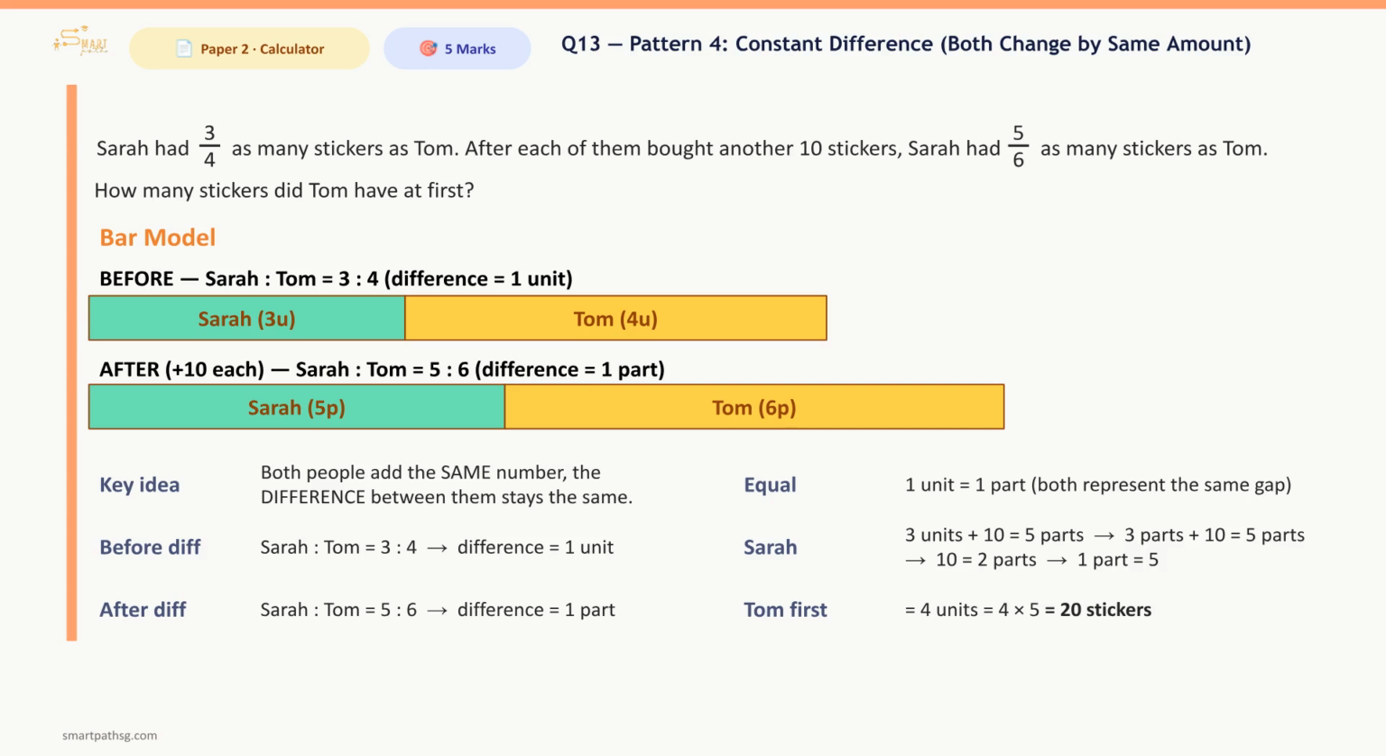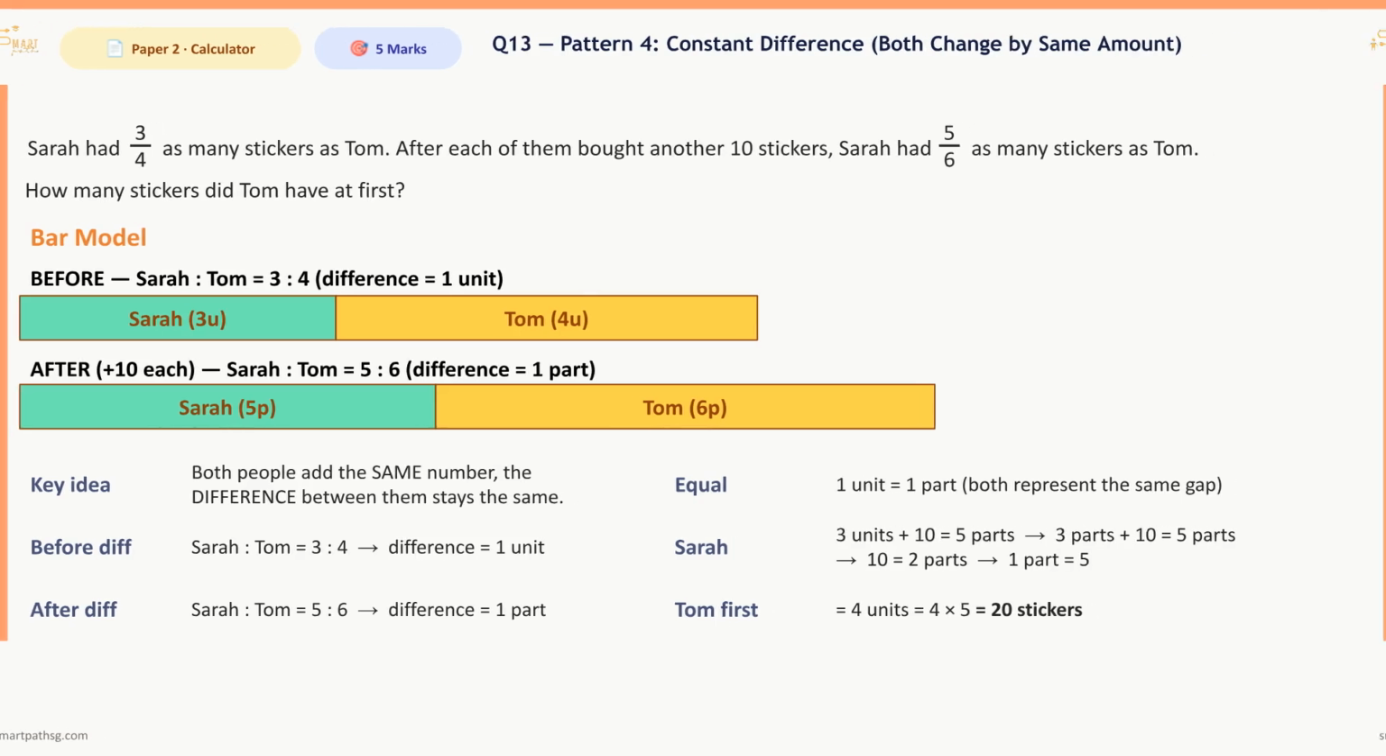To recap, when a question says each of them added or lost the same amount, highlight the word difference in your mind. The difference between their quantities before and after remains the same value. Use this constant difference to equate your units and parts, and solve for the unknown value.